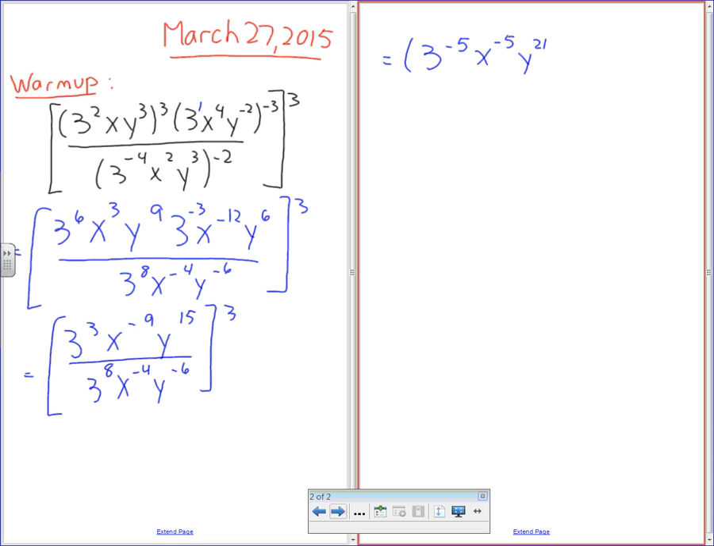1. Okay. Can someone explain to me, you're correct by the way, why he's correct? What did he actually do there? Subtract the exponents. Yeah. So it's going to be like 3 minus 8 is negative 5. Negative 9 minus negative 4 is like negative 9 plus 4. Right, and then 15 minus negative 6 is like 15 plus 6.